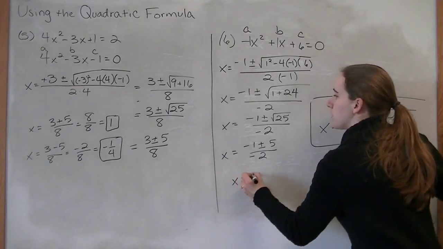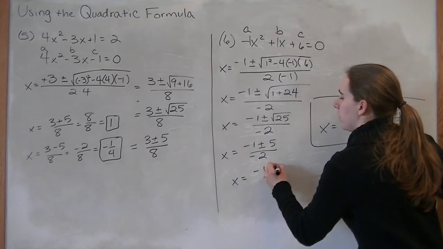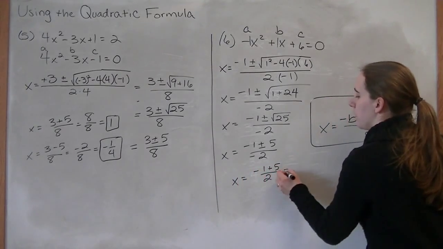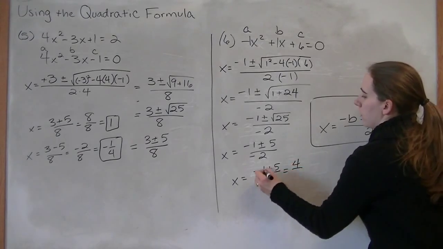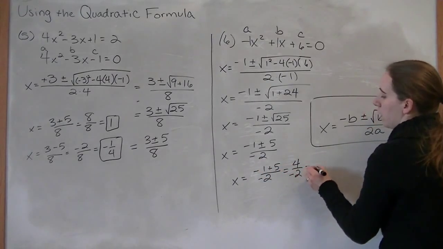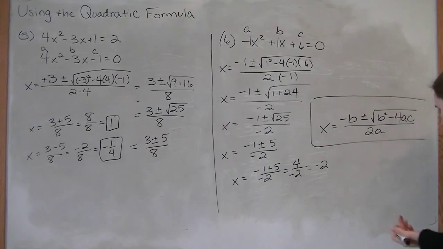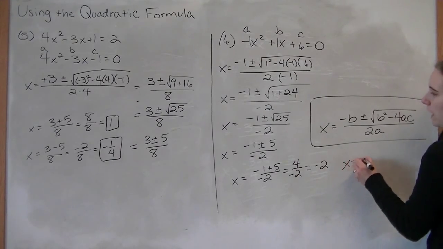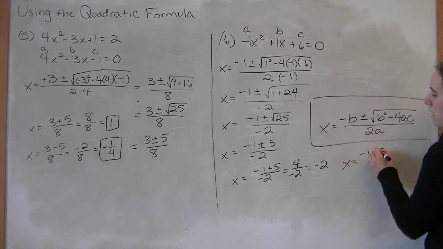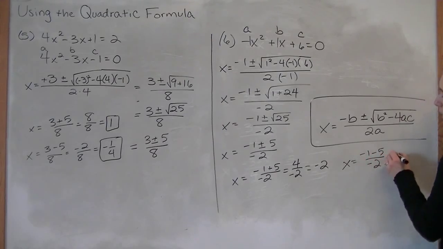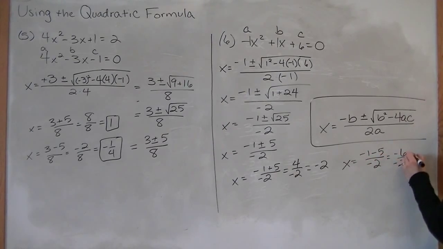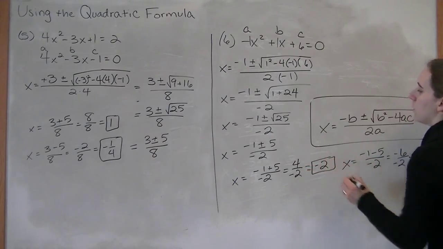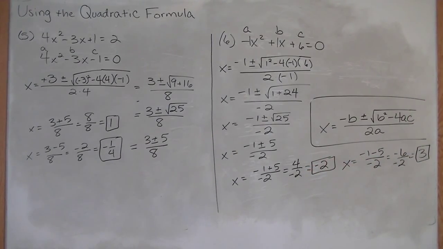So our two solutions would be negative 1 plus 5 over 2, which is 4, should be a negative 2, over negative 2, which becomes negative 2. Or we get x equals negative 1 minus 5 over negative 2, which is negative 6 over negative 2, or positive 3. So there are our solutions.